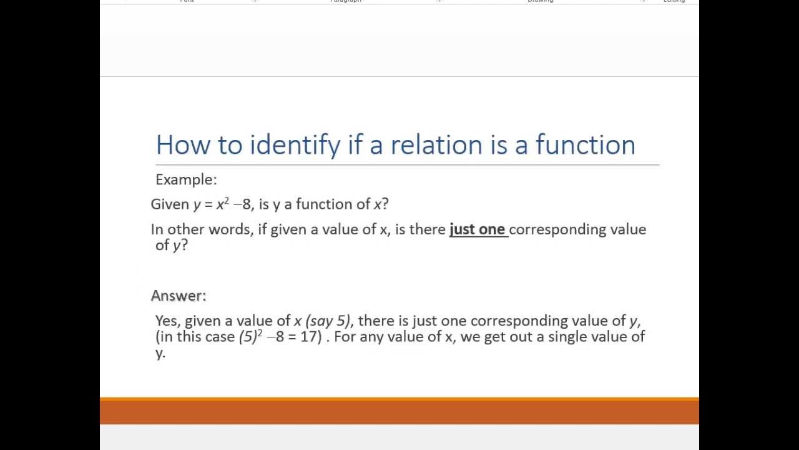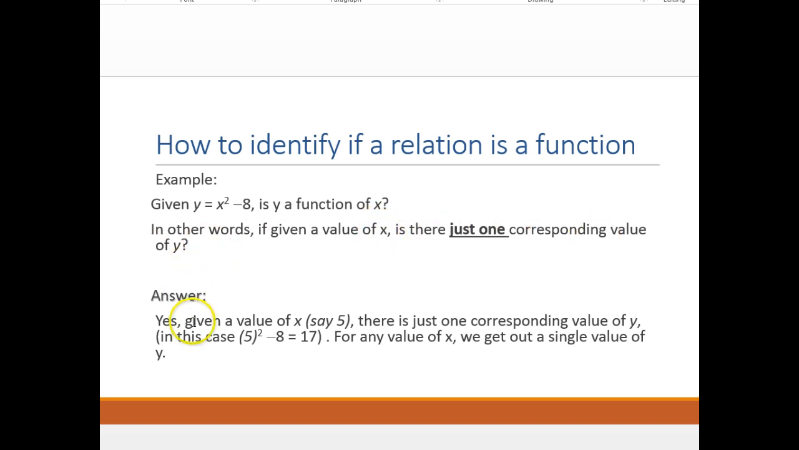The question is, how can we identify if a relation is a function or not? Let's look at an example. We're given the function y equals x squared minus 8. Is y a function of x? In other words, given some value of x, is there exactly one corresponding value of y?